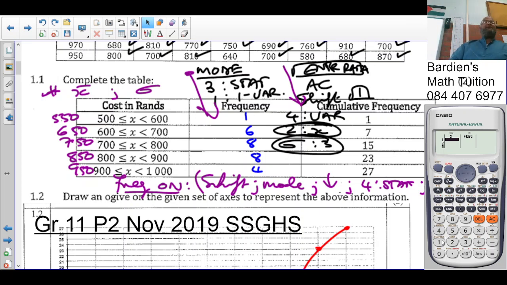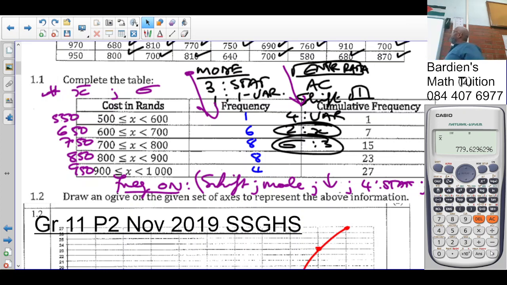So when we enter it here, we're going to enter the midpoint of the classes. So it's 550. The next one is 650, 750, 850, 950. Okay? And that now corresponds to what's the frequency in the first category? 1, then 6, then 8, then 8, then 4. Okay? Then what we do, as we did before, is AC, shift, stat, 4 for variance, 2 for mean.